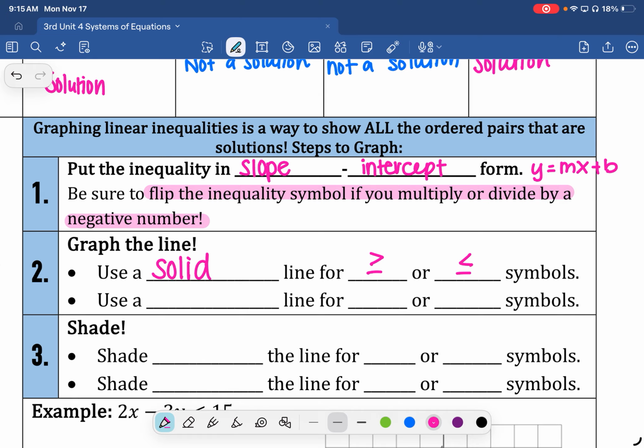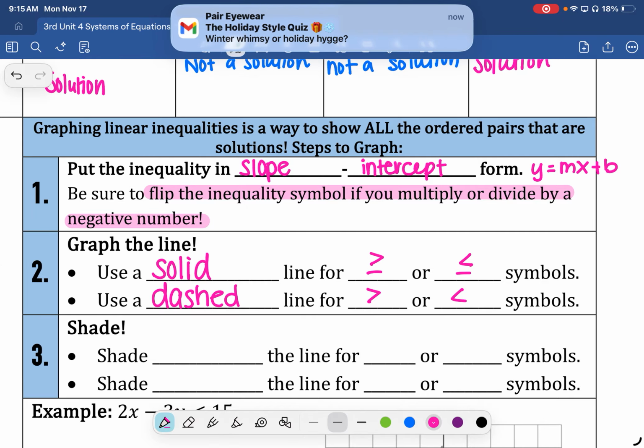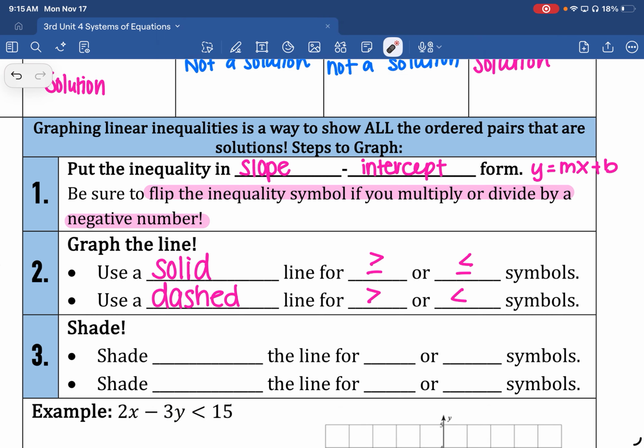Then we are going to use a dashed line for greater than or less than symbols. So if it cannot equal, we use a dashed line. Just like when it could not equal, we used an open circle. Essentially, what's happening is when we have a solid line, we have a bunch of closed dots, whereas if we have a dashed line, we have a bunch of open dots.